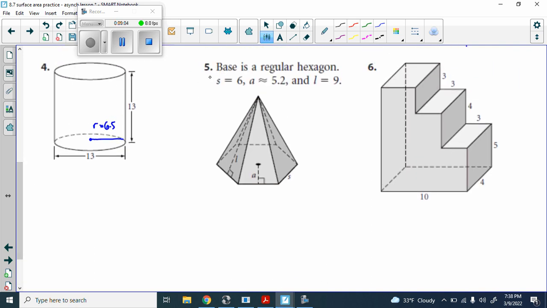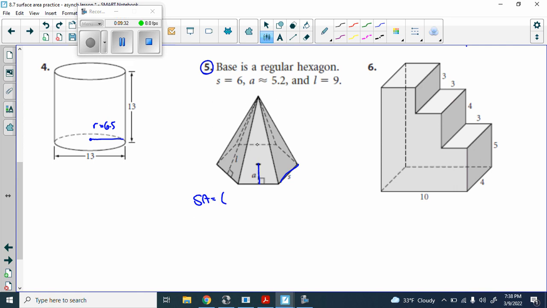By the way, let me stress the importance of knowing what these things are called, because if you don't, we don't know which formula to use. All right, so they give us a bunch of info here. We've got this apothem is 5.2. This side length is 6. The slant height, see where this is lying on the edge of this face of the triangle? That's the number we want. That's 9.